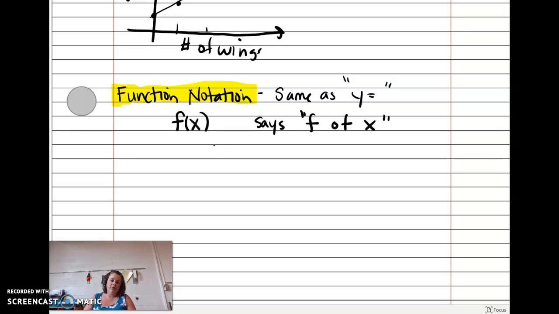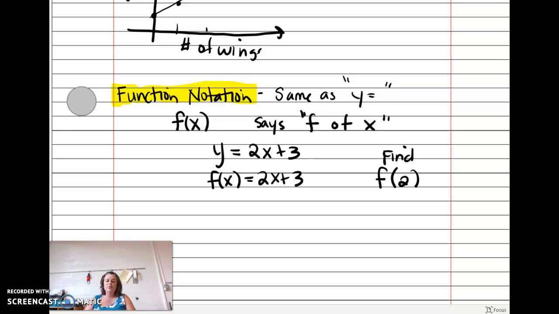And really, if I were to look at the equation y equals 2x plus 3, it's literally the same thing as y equals. So I could change this to f of x equals 2x plus 3. And now what we can do with this function notation is say a lot but write a little. So when I put f of 2, where I'm going to say find f of 2, it's literally saying find me when x is 2. Evaluate this expression when x is 2.